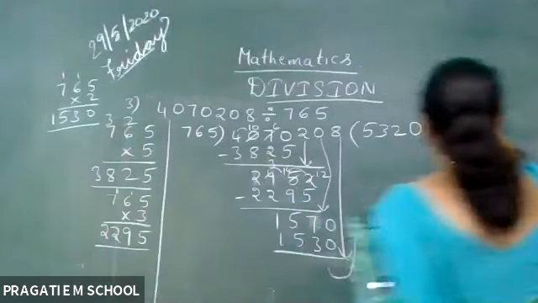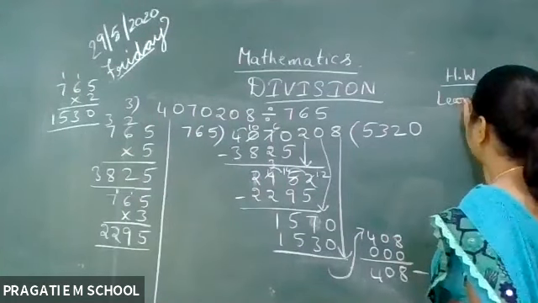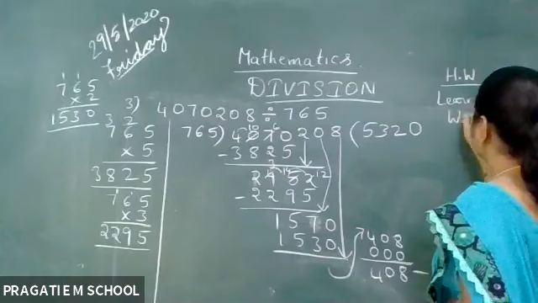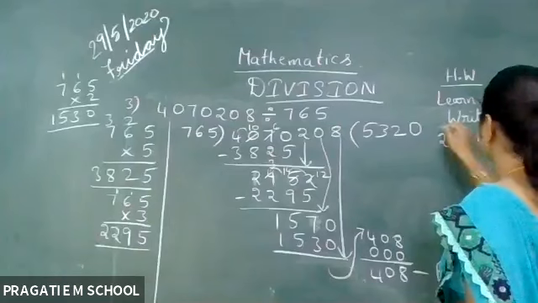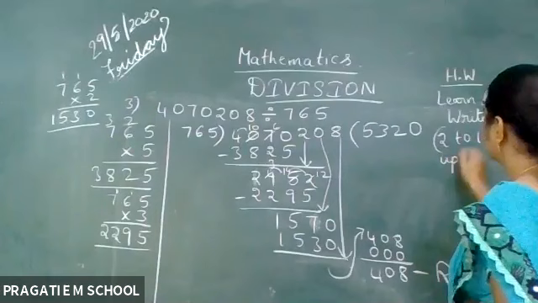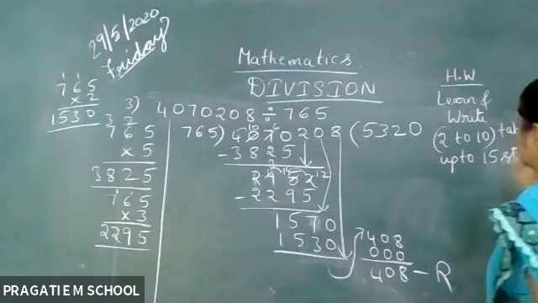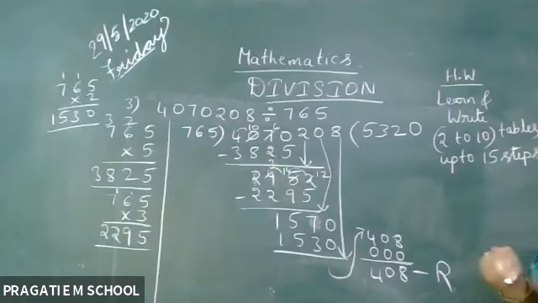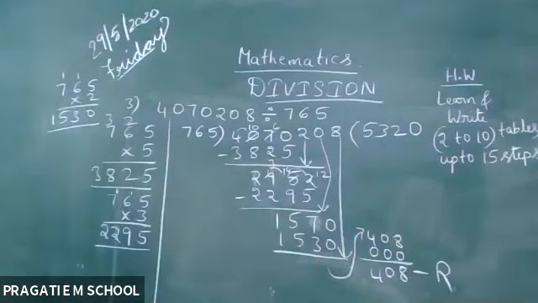Children, note down your homework. Learn and write 2 to 10 tables up to 15 steps. This is your homework, children. 2 to 10 tables up to 15 steps. This is your homework, children.